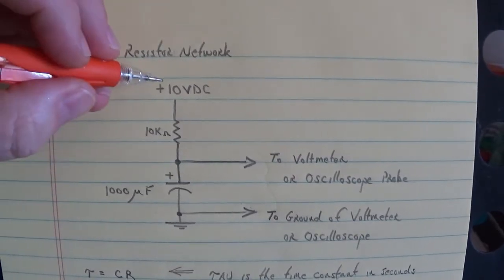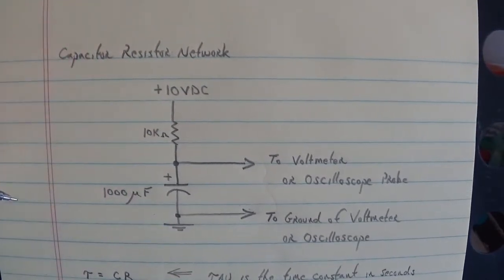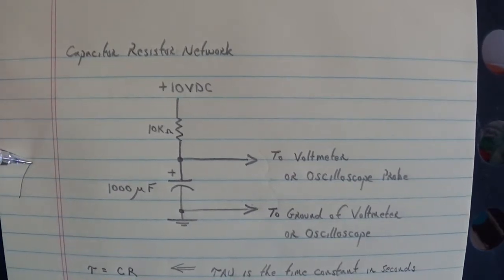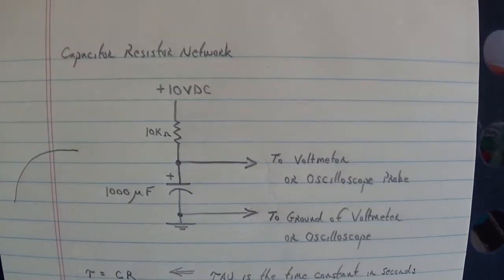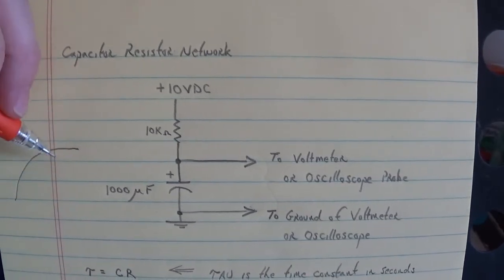When I throw the switch for that 10 volt power supply across this circuit right here, it charges up something like this. It comes up real fast and then it starts to slow out until it reaches a full charge. This is an exponential graph right here. It's not straight.